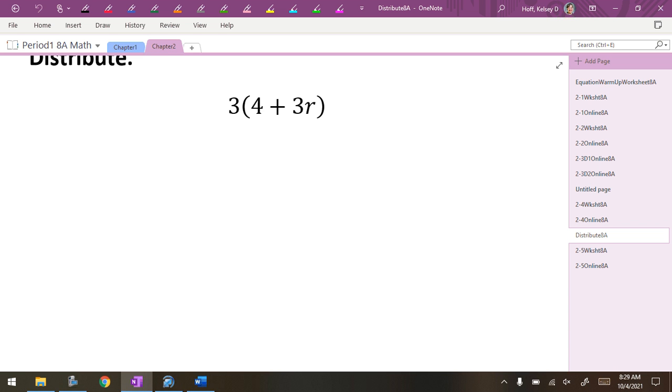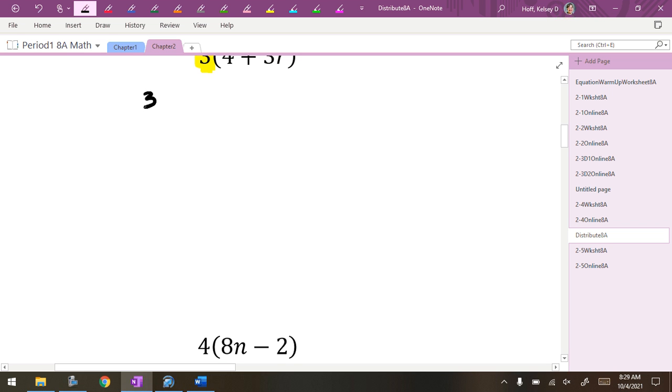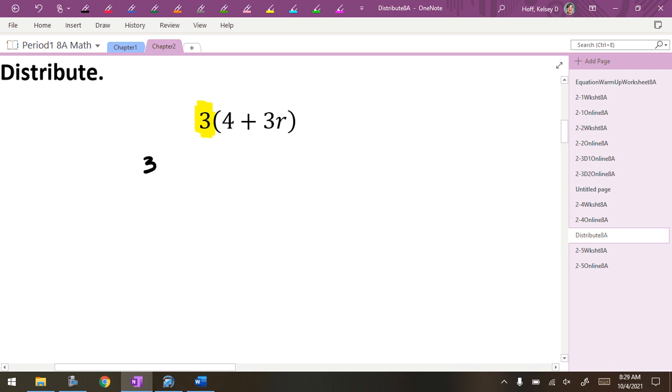Now, Ms. Hoff has a specific way that she wants you to write this down to help you keep track of your signs. What type of 3 is out in front here? A positive 3. Addie, how did you know it was a positive 3? Perfect. There's not a symbol in front of it, which means it's positive. So this is what you need to write. A positive 3 times, what number are we going to take 3 times? 4. So then in parentheses, you put a 4.